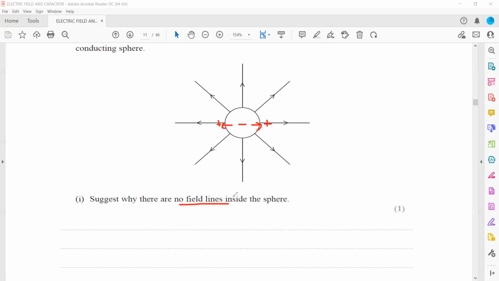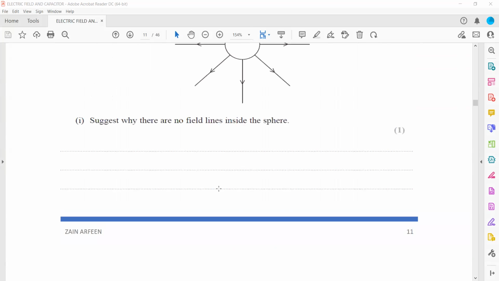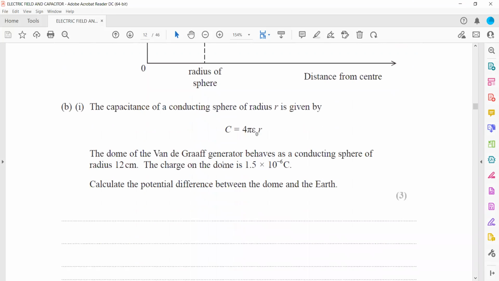If the resultant force is zero, that's why there is no electric field, so we don't represent it by lines. If there is a force of 10 newtons towards the right and 10 newtons towards the left, the result is zero. So why are there no electric field lines inside the sphere? The answer is that there is no resultant force within the sphere. You can also mention there is no charge inside the sphere.